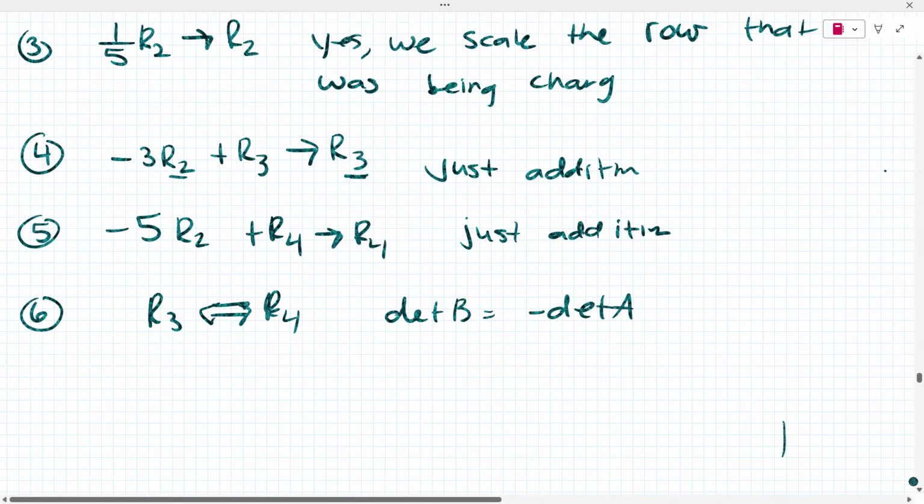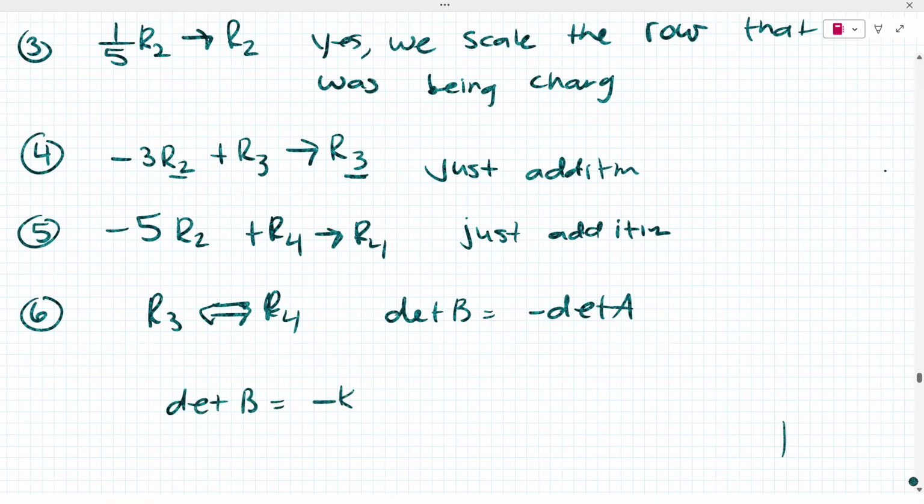So there's only two things that really changed. It was on the fifth commandment, the third commandment, and the last commandment. So we can say on the third commandment, we could say determinant of B equals negative K of determinant of A.